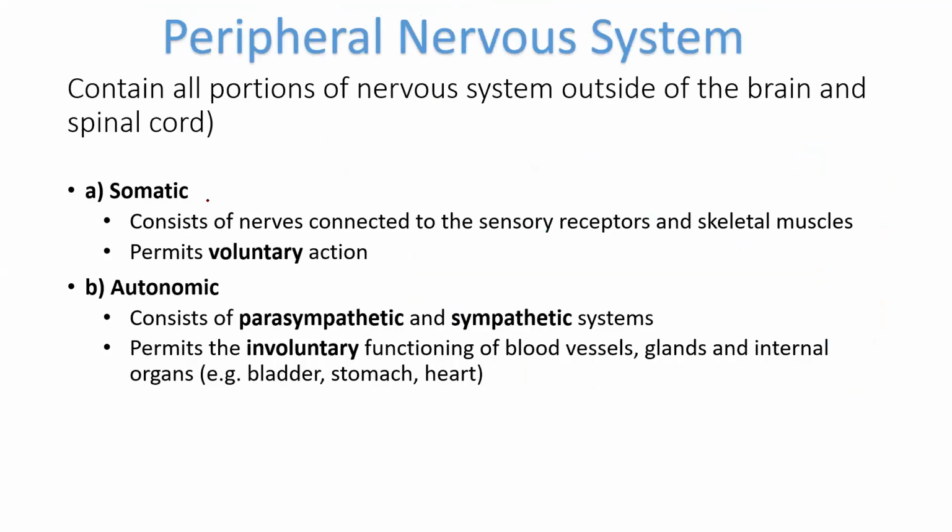Okay, so somatic consists of nerves connected to the sensory receptors and the skeletal muscles, and performs voluntary actions. So that's an arm of your peripheral nervous system. Autonomic: parasympathetic, rest and digest; sympathetic, fight and flight. It permits involuntary functioning of things like blood vessels, glands, internal organs. We're going to look at that later on.